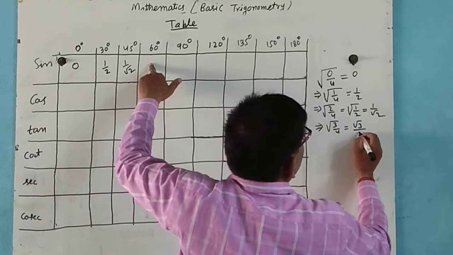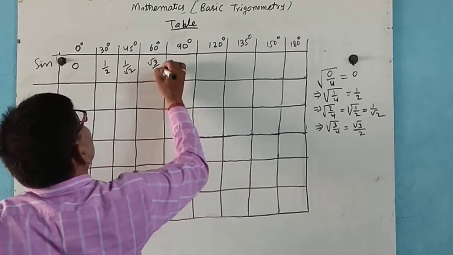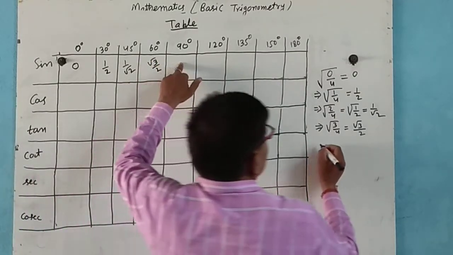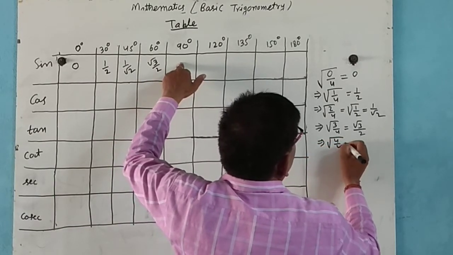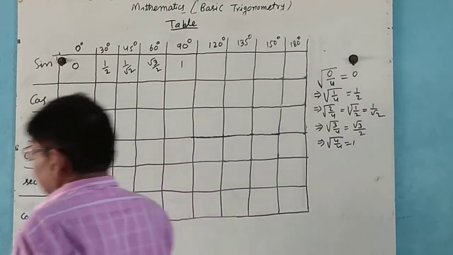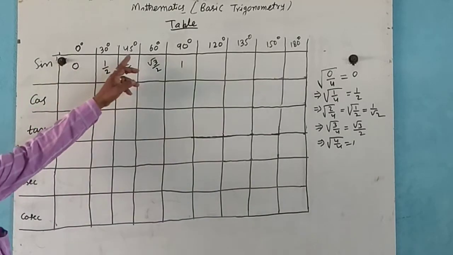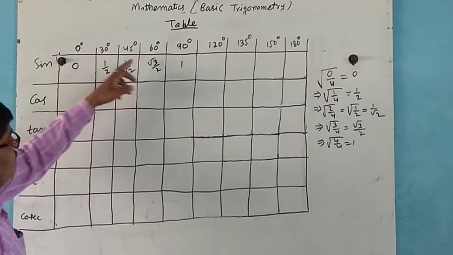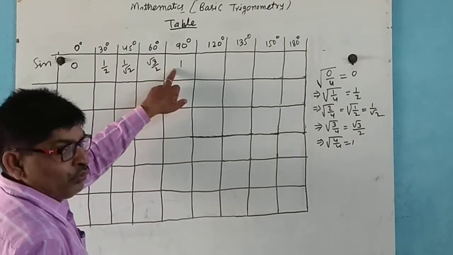Which means root 3 by 2. And here, under root 4 by 4, it means 1, this becomes 1. Now we remember that sin 0 degree is 0, sin 30 is 1 by 2, sin 45 is 1 by root 2, sin 60 degree is root 3 by 2, sin 90 degree is equal to 1.